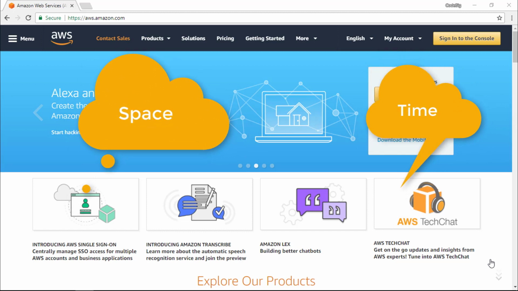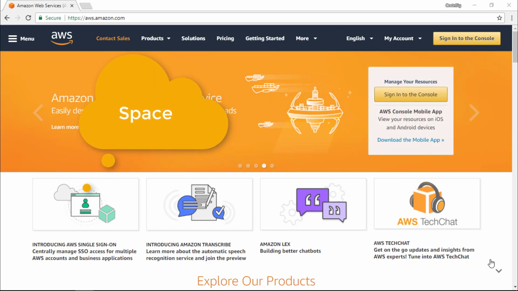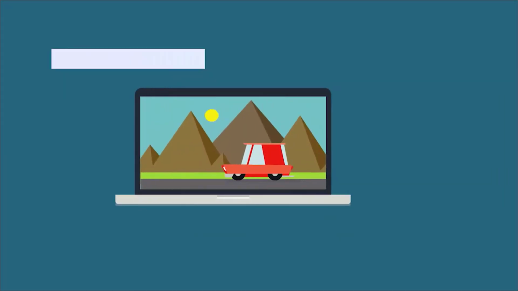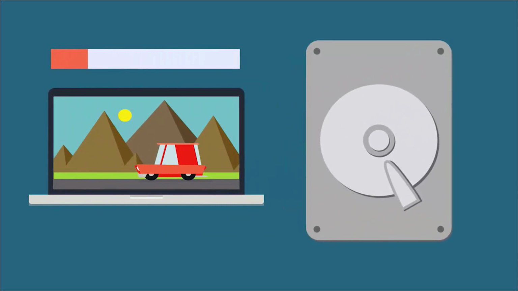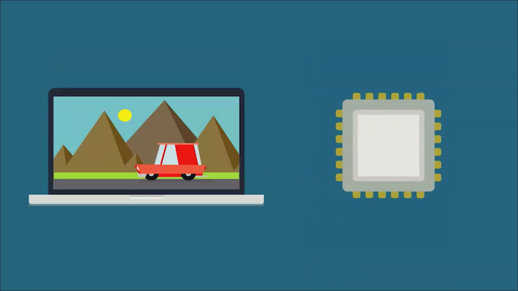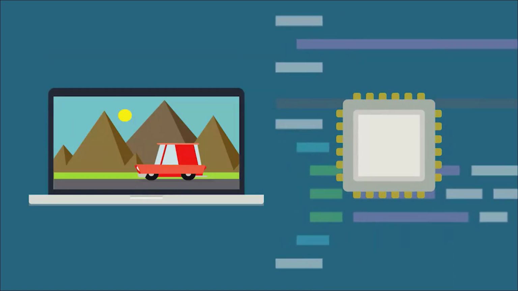Space is the measure of capacity or capability. For example, a computer with a large hard drive is capable of holding a lot of information, so we say it has a lot of space. But its storage capacity isn't the only kind of capacity there is. What about processor capacity? A computer with a fast processor is capable of processing a lot of information. So we also say that it has a lot of space, even if it has only a small hard drive.